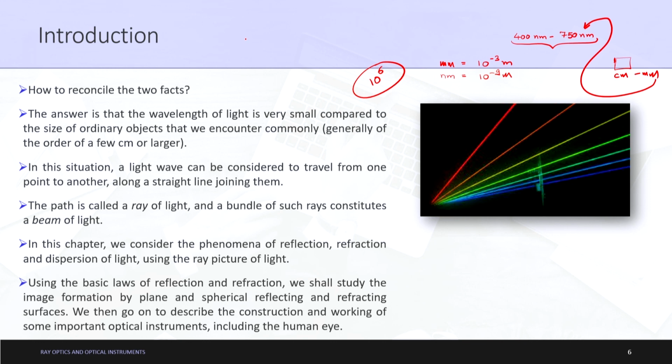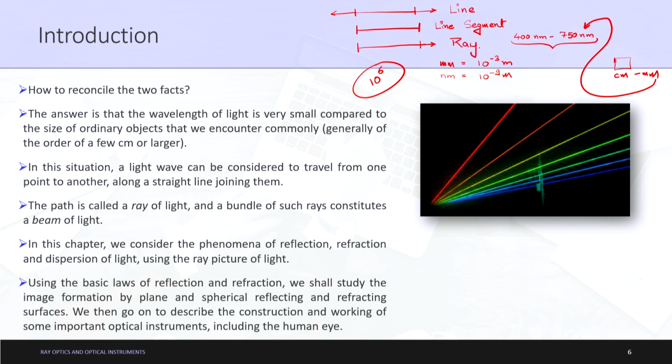Quite evident, what is a ray of light? You may know this concept from your mathematics. There is something called a line, which has no end in both directions. Then there is something called a line segment, which has both ends, and there is something called a ray. A ray has one end and no end in the other direction. So, this is called a line, this is called a line segment, and this is called a ray.